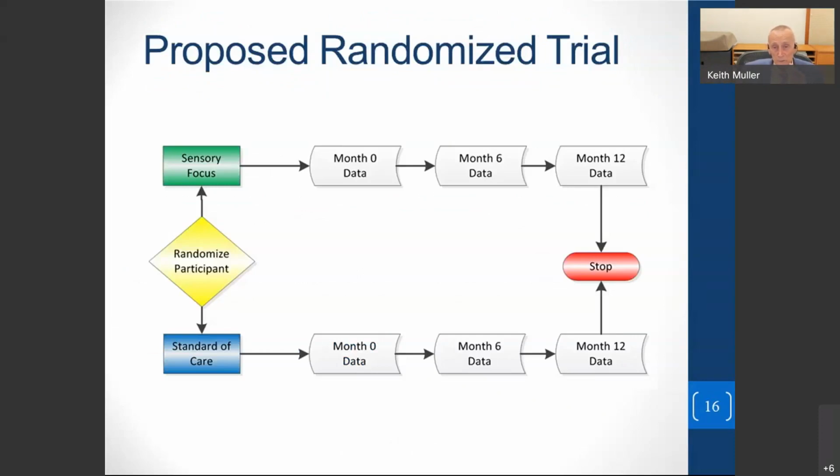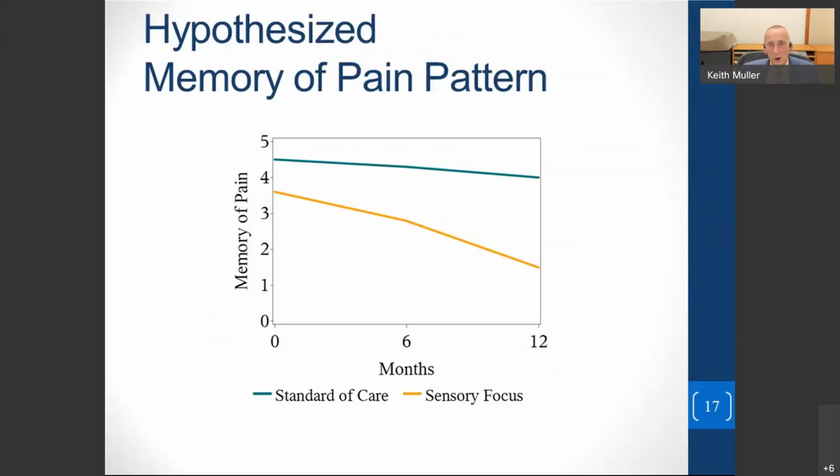I like to use flowcharts, software engineering flowcharts, to describe a study design. So we start where it says randomized participant and can then be randomized either up into sensory focus or down into standard of care. And then we go across time to 0, 3, 6, 12 months. And once the data have been collected, we stop. What we hope to see happen is that the blue line is the memory of pain under standard of care. We're hoping that if we train people with sensory focus, the memory of pain starts a little lower, and more importantly, gets much lower later on.